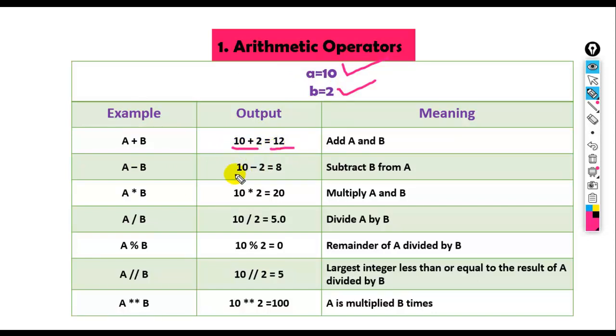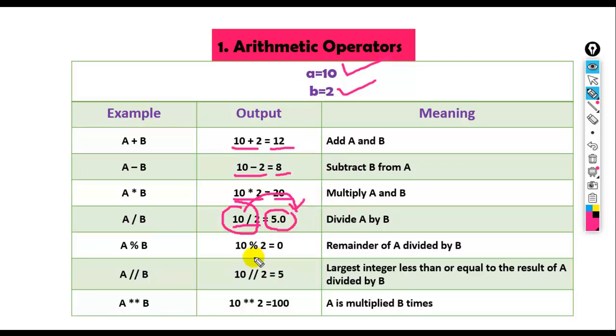Output is 12. 10 minus 2, output is 8. 10 into 2, output is 20. 10 divided by 2, here you can see output is float type. As you can see here, both values are integer type, but still output is float type. So please remember, normal division always performs floating point arithmetic and returns float value.